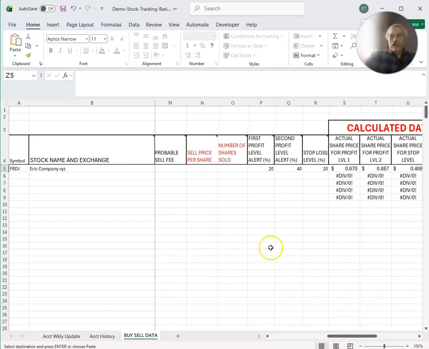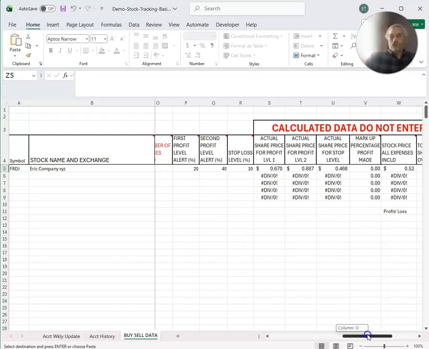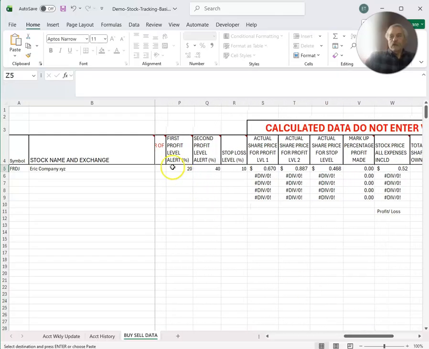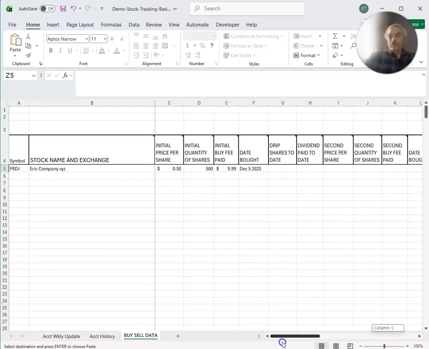Here we can do the selling. We simply put in the price we sold the shares for and the number we sold, and the calculations take care of everything else for you. These are your profit levels. They can be any number that you want. These just happen to be the numbers I'm kind of partial to. Then you will see all the calculations are done for you. Okay, and there we are.